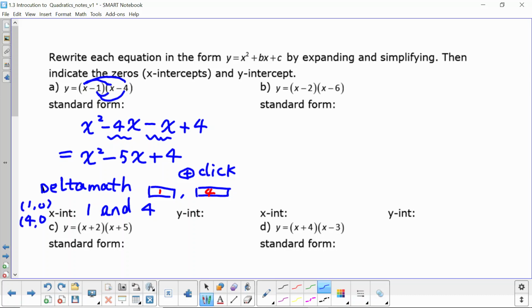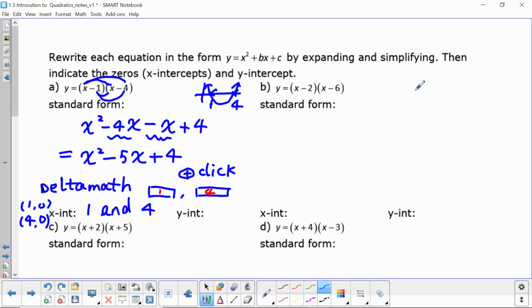So the answer format is not good. 1, 4 is not the point 1, 4. It represents 1, 0, comma 0, and another zero at 4, comma 0. Okay, the zeros are 1 and 4. So on the graph, you will see you have 1 and 4 here. So it's not a point 1, comma 4. It represents that you have two zeros.